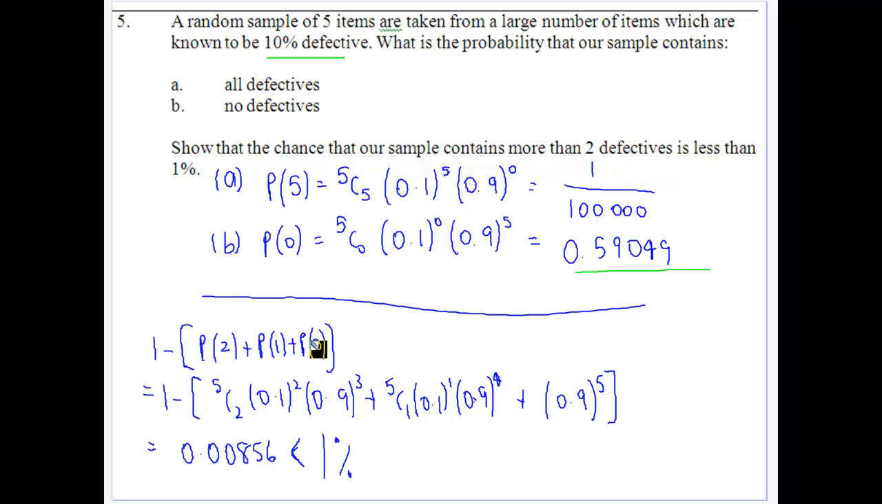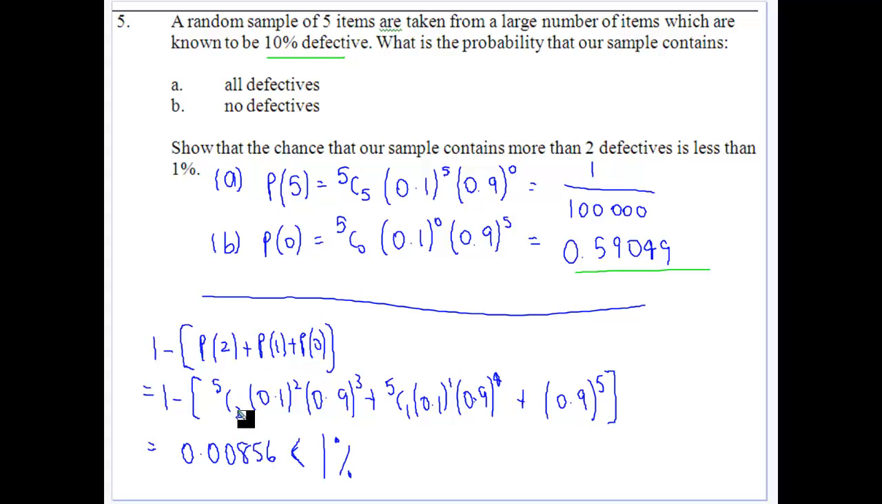So more than 2 defectives, well, because there's 5, it's probably just as easy to go either way. I think it's probably the same. 1 minus the probability that you get 2, and then 1, and then no defectives.